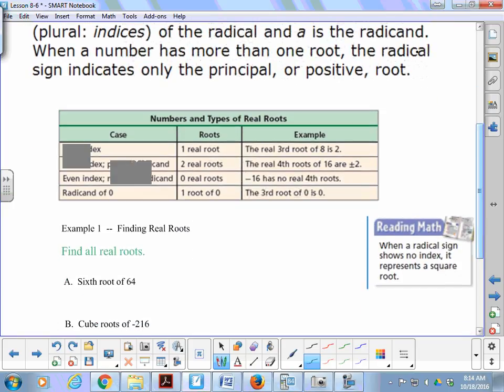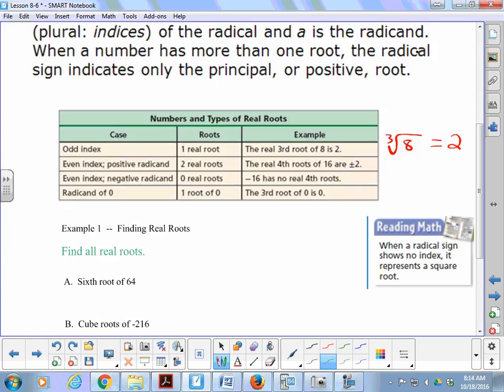So there are numbers and types of real roots, and these are all based on the index and the radicand. If we have an odd index, we're always just going to have one real root, because there's one number raised to that power that's going to equal that number. So the third root of 8 is 2, because that is the cube root of 8, and we know that's 2.